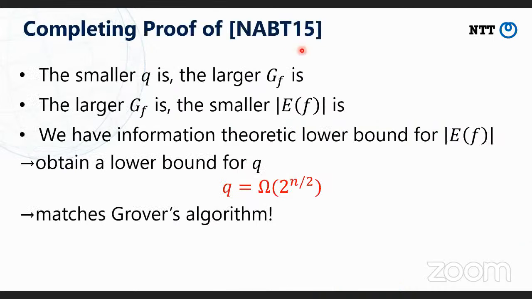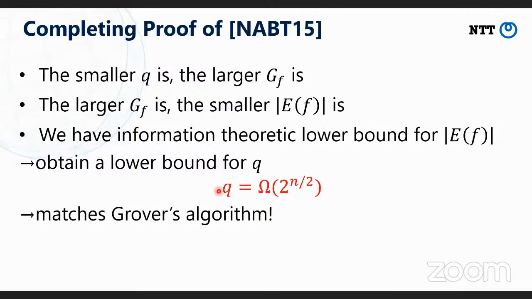And so by using such a compression technique, in addition to the construction of the encoder and decoder, they showed that if the number of queries Q becomes small, then the size of the good subset GF becomes large. And if the good subset becomes large, then the size of the truth table after compression becomes small. And actually, we have an information theoretic lower bound for the size of the truth table after compression. And so finally, we can obtain a lower bound for Q.